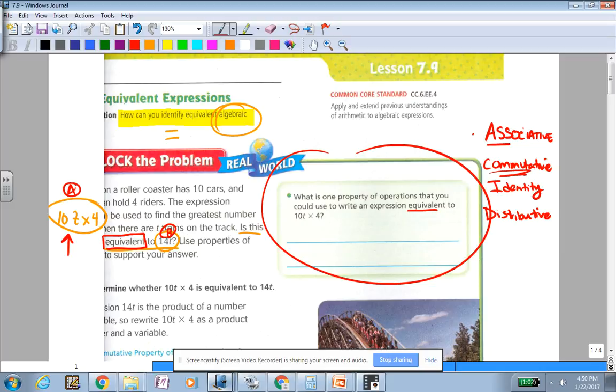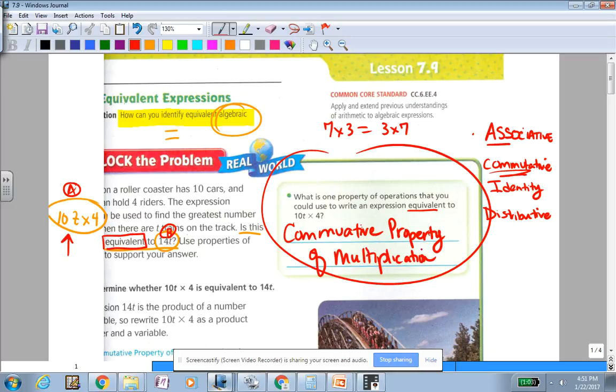What does that property state? That property, if I recall, states that I can take the order of the numbers, switch them, flop them around, and the product in multiplication doesn't change. So that idea of 7 times 3 is the same as 3 times 7. That's the property I'm going to be able to use here, because with the commutative property of multiplication, I can reverse the order of the terms, and the product would still end up being the same.